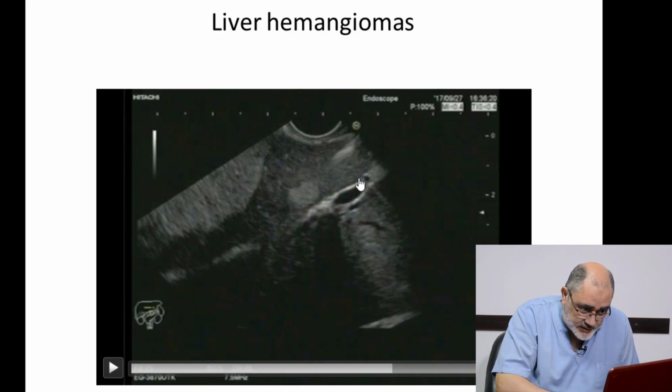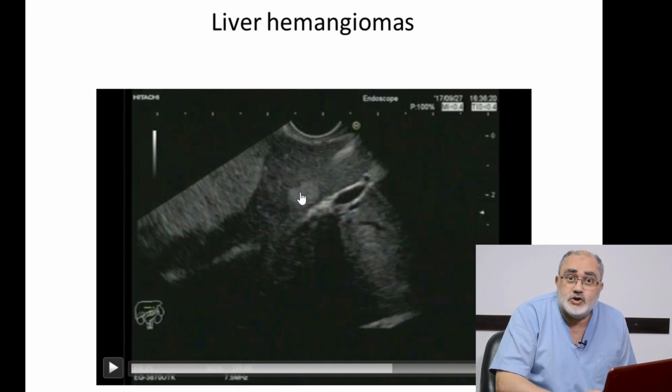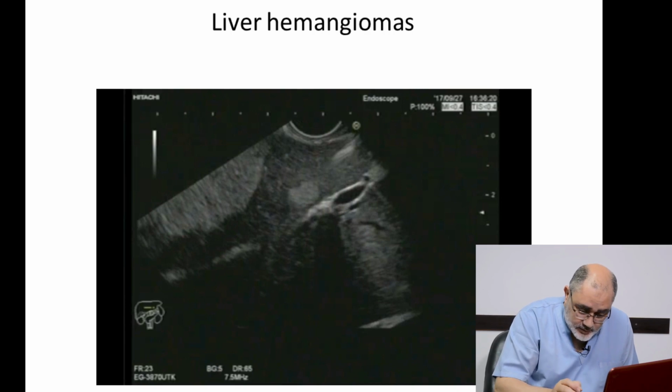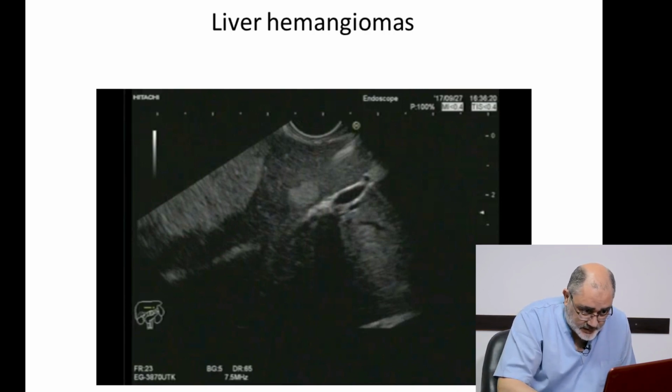So it is located in segment 3. Here is segment 3, and here is segment 4A, and all that is segment 4B. And this is the fish eye appearance, and this is a very large cavernous hemangioma and another smaller hemangioma. Hemangioma may be single, may be multiple, 2 or 3 or 4. It is known for its multiplicity in the liver.